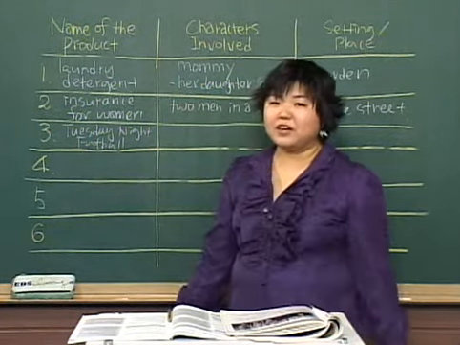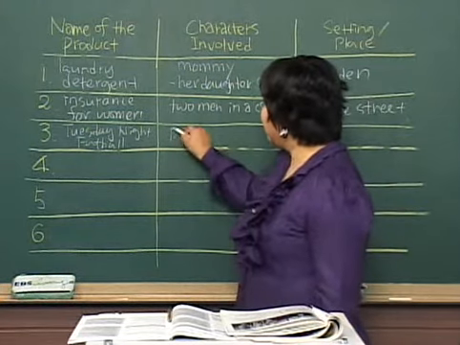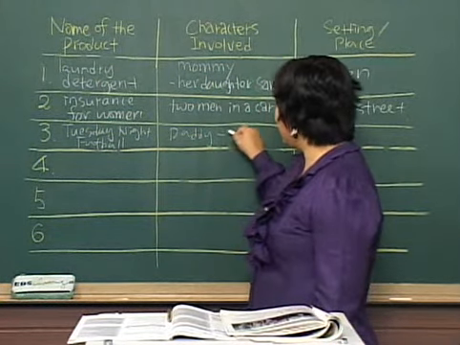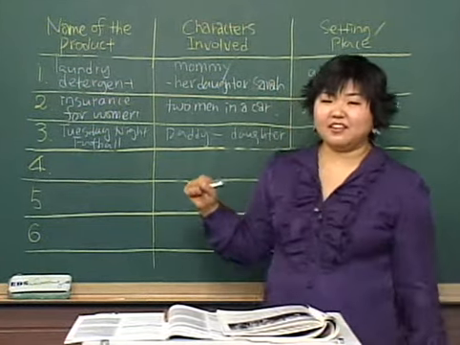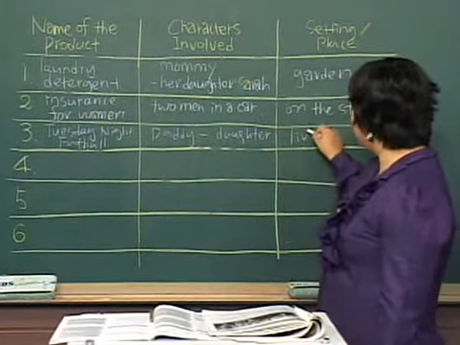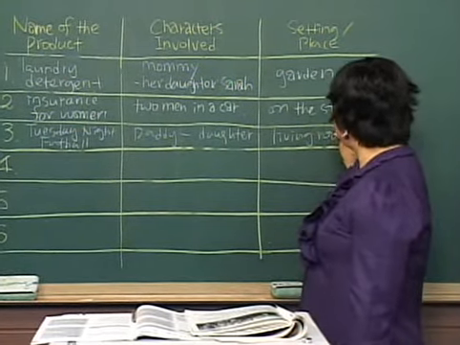And the characters involved, okay? Daddy, and daughter. And where are they? They're in the living room. And what are they doing?